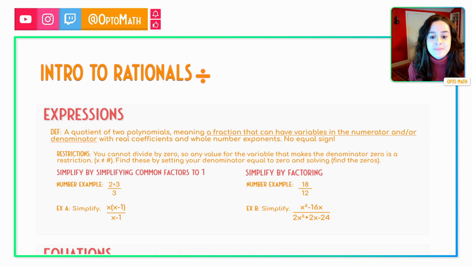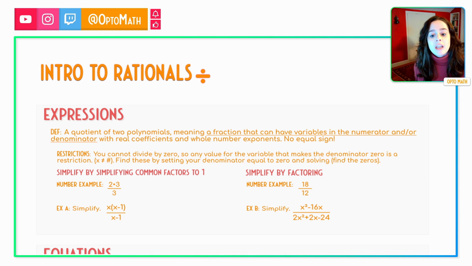So let's get started. First off, we have a definition of a rational expression. That's a quotient, which means you're dividing, of two polynomials, meaning a fraction that can have variables in the numerator and/or the denominator with real coefficients, so no i's in those numbers in front of the variables, and whole number exponents, so no fractions in the exponents and no negatives. And expressions versus equations, the main difference is that there's no equal sign in expressions.